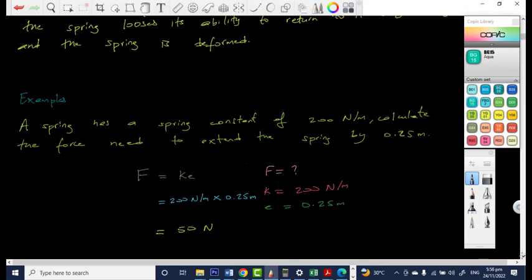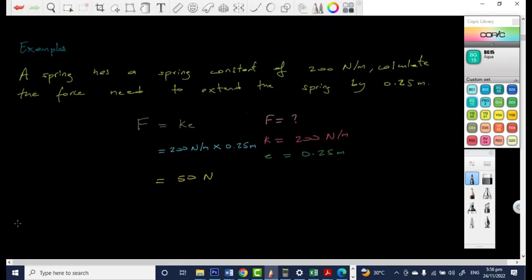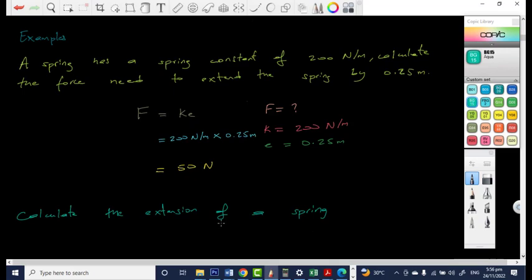Okay, let's try an example like that. Let's say calculate the extension of a spring. And let's make this a two-part question. Let us say calculate the extension of a spring of length, let's say its length is 0.04 meters. Let's just say 0.06 meters.